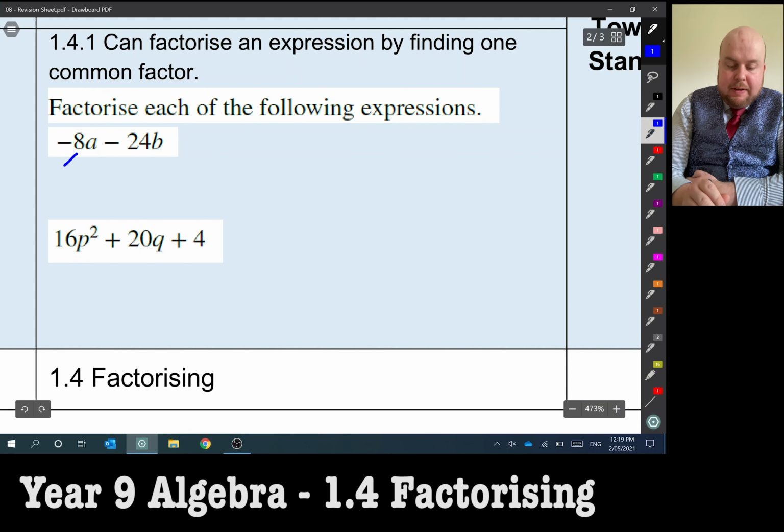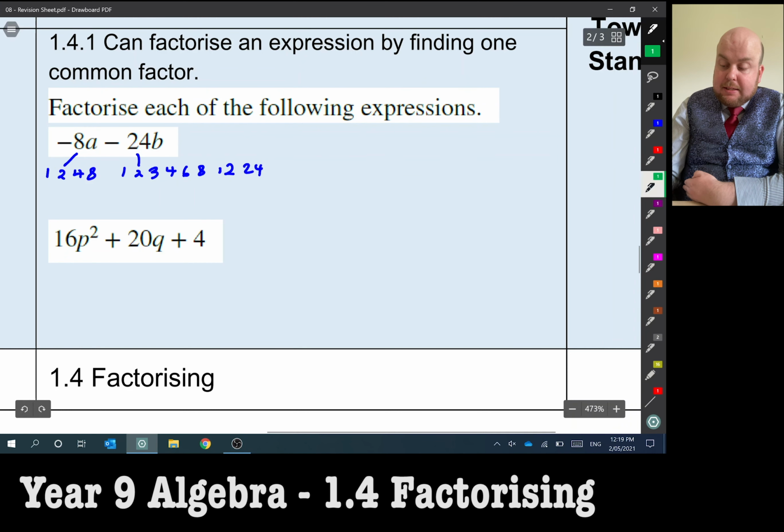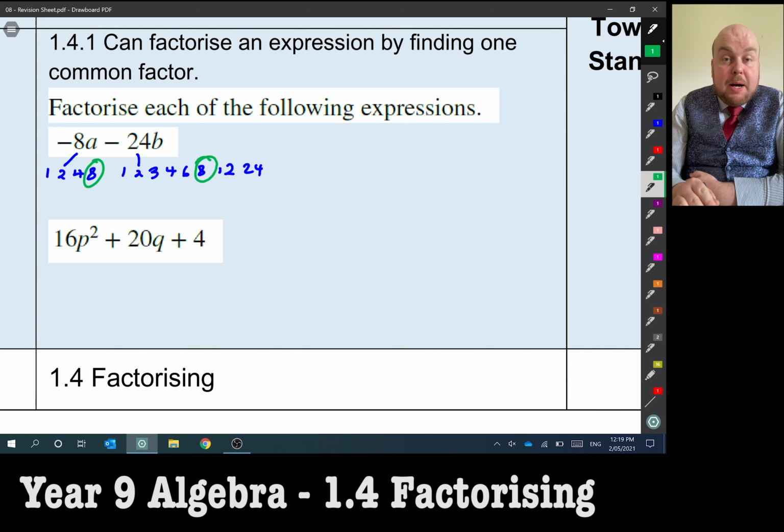Well, let's have a look at our factors. 1, 2, 4, and 8. 1, 2, 3, 4, 6, 8, 12, 24. Well, the biggest number that can fit in both will be 8 and 8 here. They've both also got minuses.